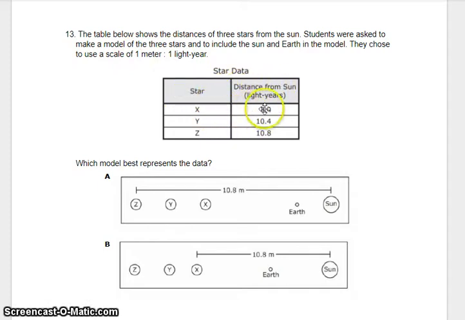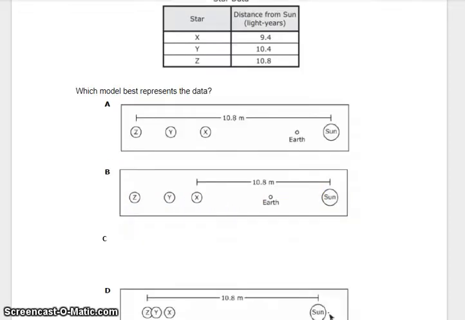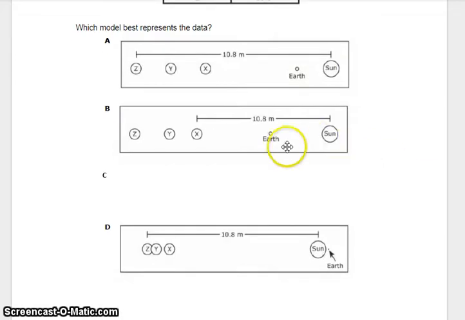Star X, 9.4 away from the sun. Y, 10.4. Z, 10.8. Which of these models best represents this data? The sun and the earth, X, Y, Z. Same on the next two. Sun and earth, X, Y, Z. Sun and earth, X, Y, Z.